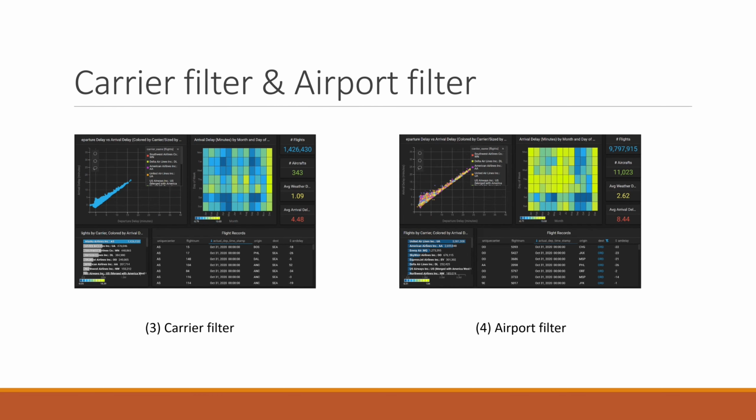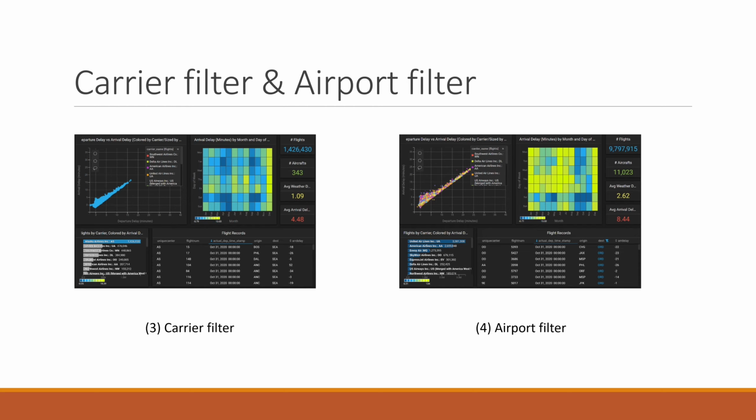For the carrier filter, for example, when choosing Alaska Airlines, only the values for that particular airline will be shown in all the graphs. And finally, for the airport filter, we can choose from the bottom right corner of the table. In this case, by choosing ORD, all of the data for the particular airport will be shown with all the different airline carriers.